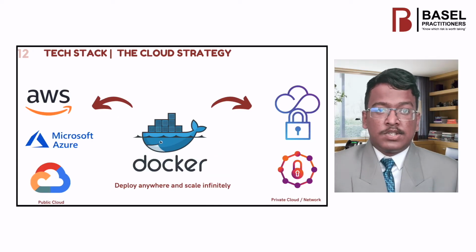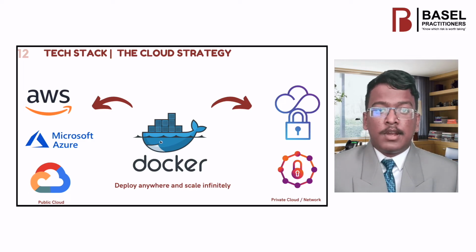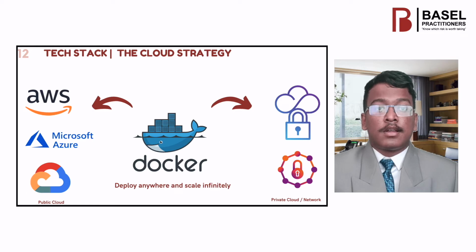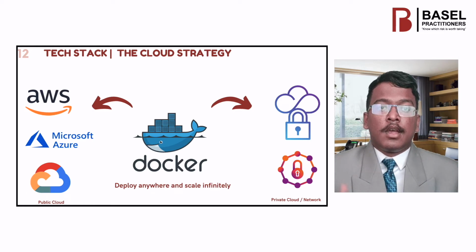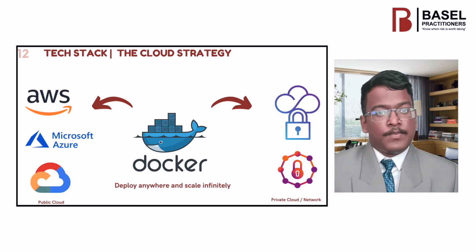Another added advantage of using Docker is that it allows us to create a robust cloud strategy, which means you can deploy to the public cloud like Amazon AWS, Microsoft Azure, or Google Cloud Platform. Or if you want a much more secure and private deployment, you can always opt to a private cloud or a private network using Docker. Both of these are feasible using Docker.